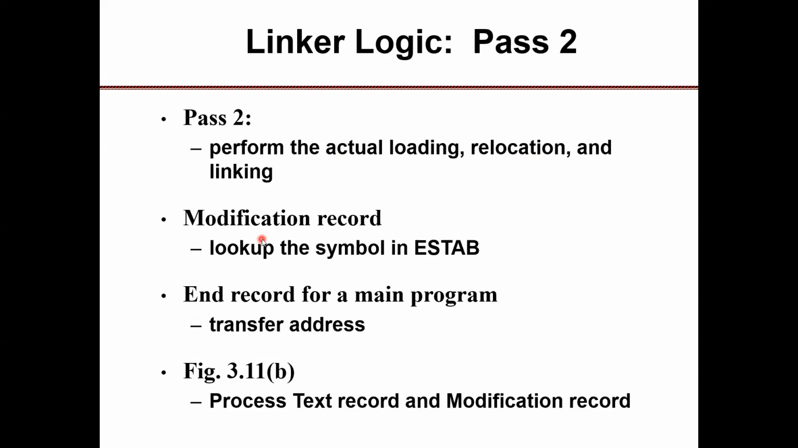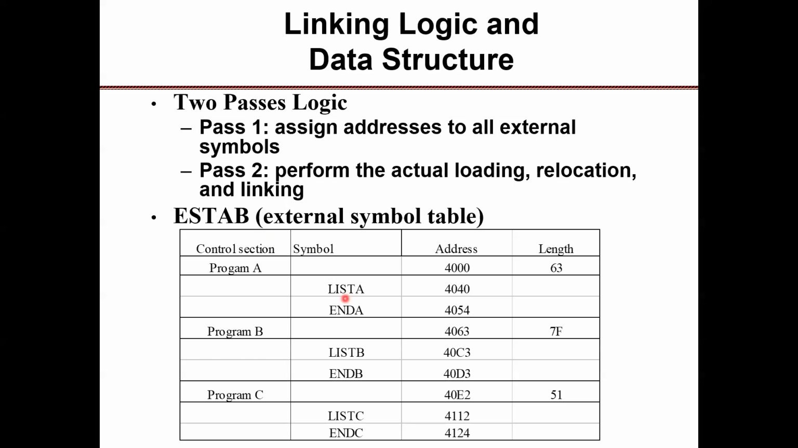We're going to evaluate each of the modification records in each of the control sections, one control section at a time. So we'll visit the modification records for control section A, and then we've got starting addresses. We haven't moved control sections B and C in. Maybe we've loaded control section PROGA in. We know what the addresses for the others are, so we can go ahead and visit all of the modification records in control section PROGA, and then for all of the symbols for LISTB, ENDB, LISTC, and ENDC, we can now perform the work of the modification records.